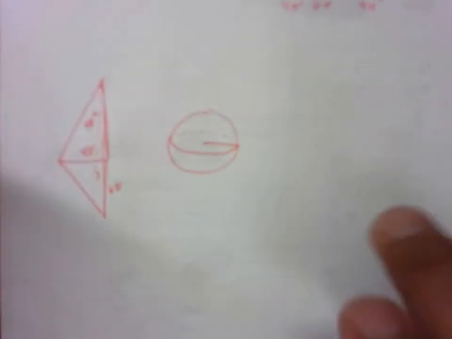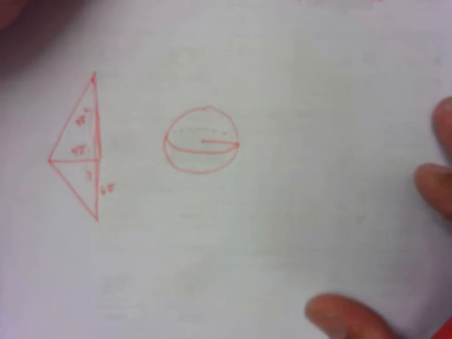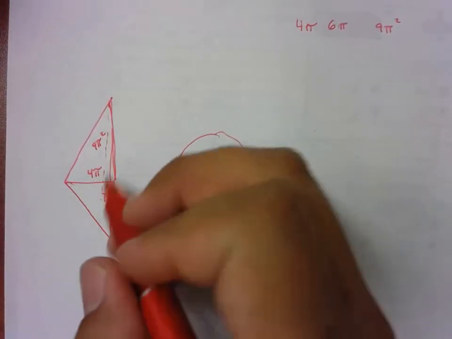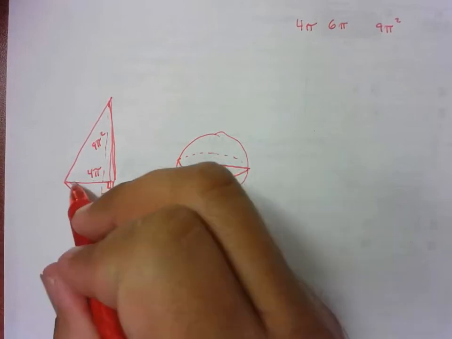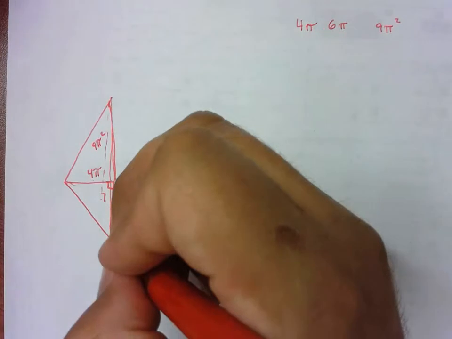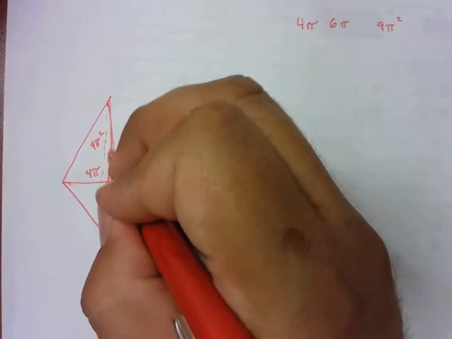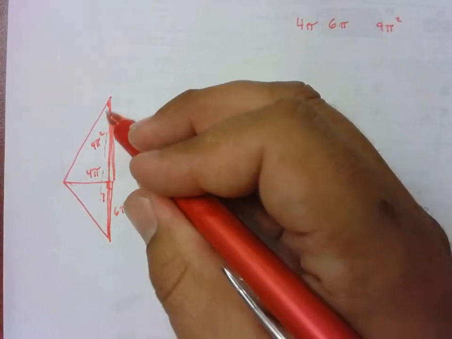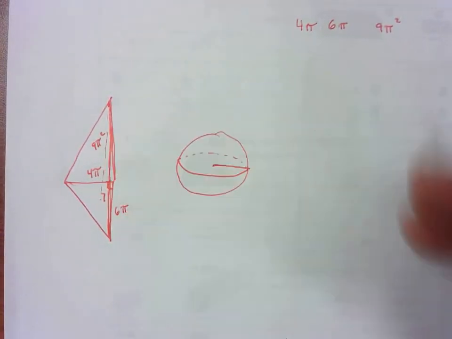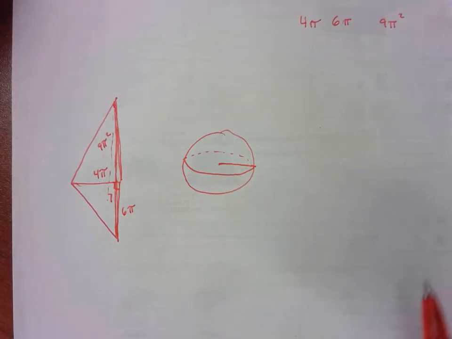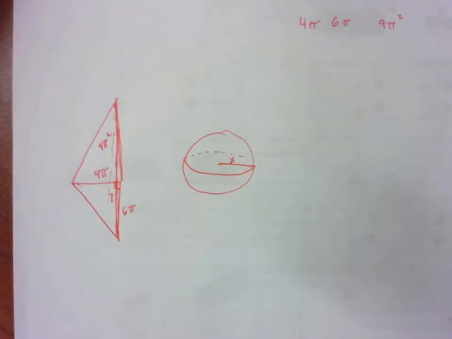Alright, we're going to start with the warm-up. I already drew the picture. So you have a triangular pyramid. Here's the base, a right triangular pyramid. Here's the base of my pyramid. Here's where it comes to a top, the tip. That goes up. Length of 4π, 6π, height of 9π². This triangular pyramid has an equal volume to this sphere. They want to know what is the radius of the sphere.